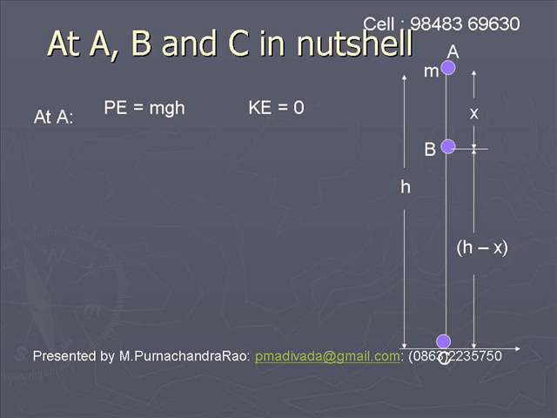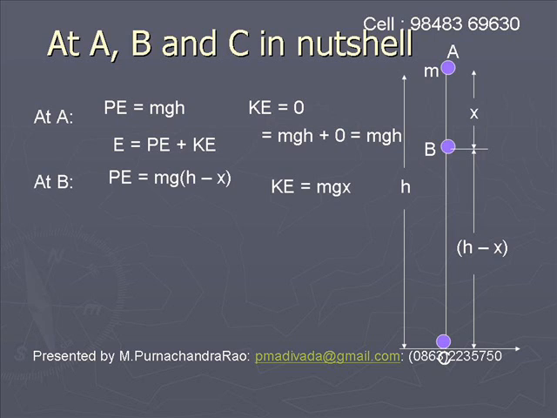Energies at A, B and C in a nutshell. Let us consider the point A. At A, the potential energy is mgh and the kinetic energy is 0. Total energy E is equal to Pe plus Ke, that is equal to mgh plus 0, that is equal to mgh. So the total energy at A is mgh.